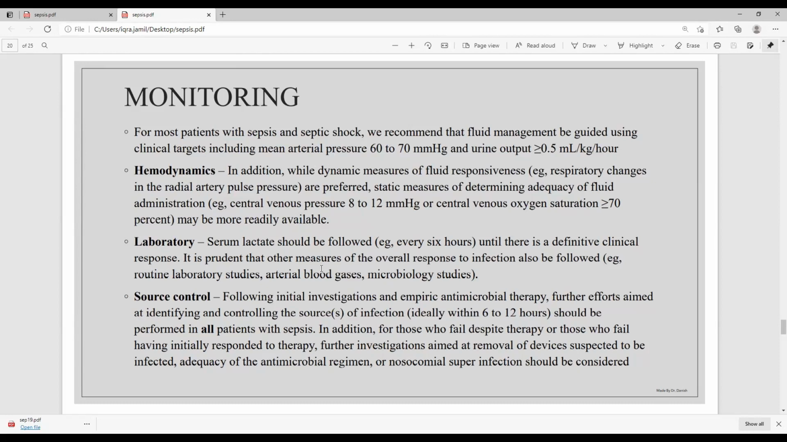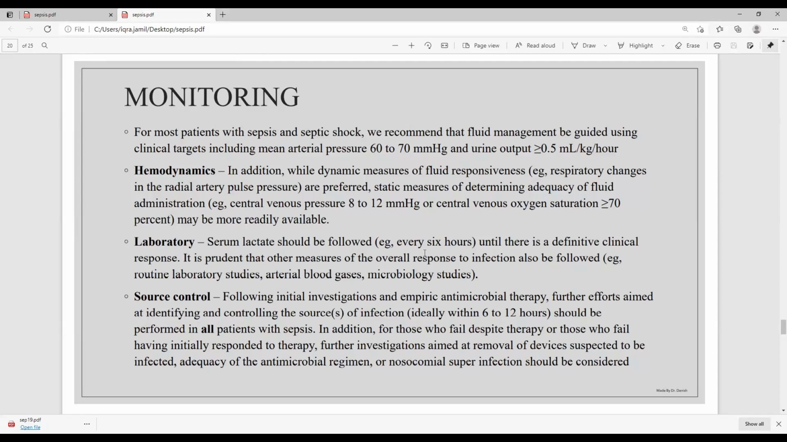Laboratory. Serum lactate should be followed every 6 hours until there is definitive clinical response. It is prudent that other measures of overall response to infection also be followed: routine laboratory studies, arterial blood gases, microbiology studies.